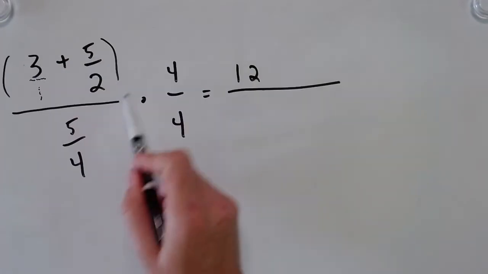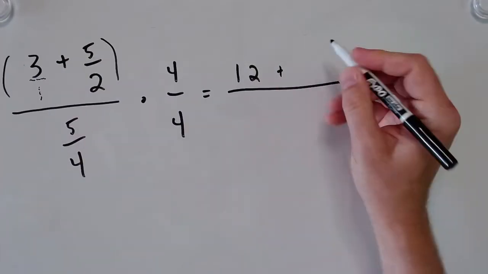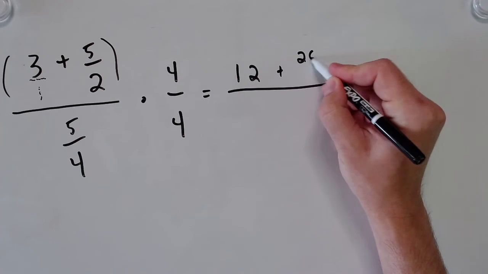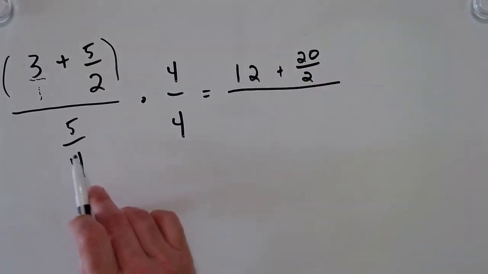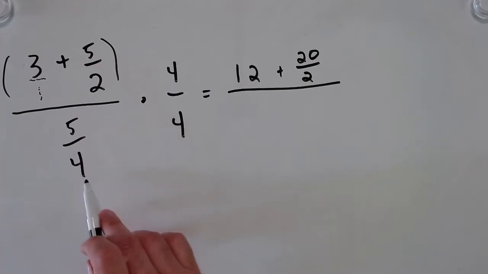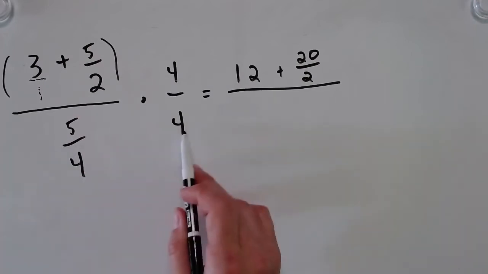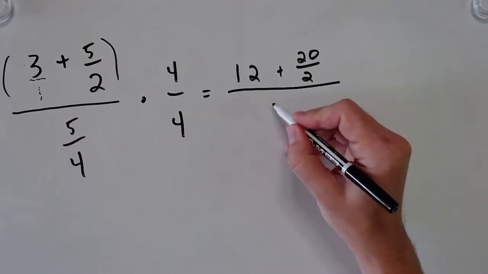So it's going to be 20 over 2. And I'm going to write it out. I'm not going to simplify it right away. We have 20 over 2. Down here, we've got 5 over 4 times 4. So it's going to be 20 over 4.